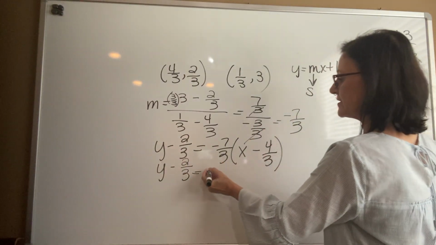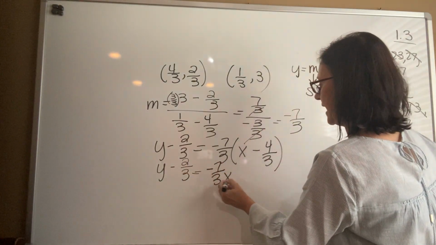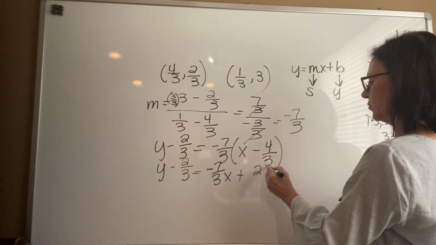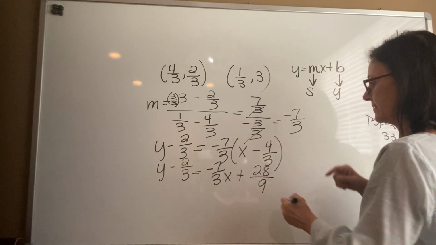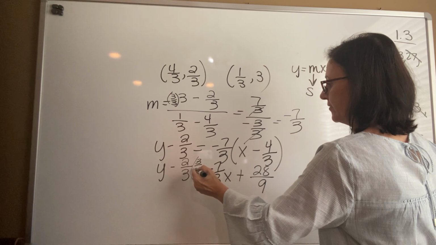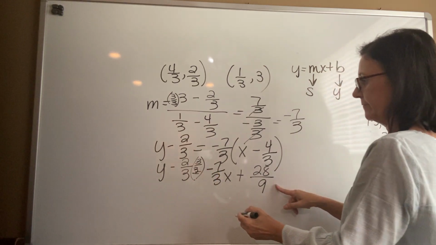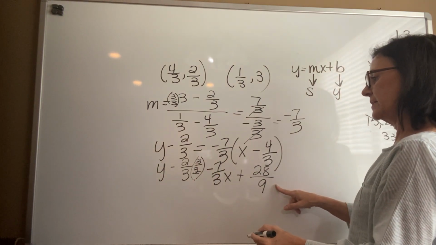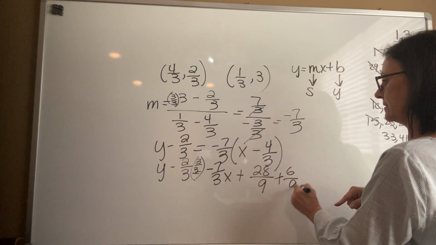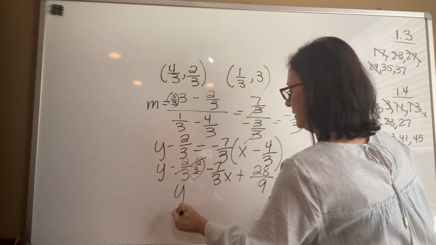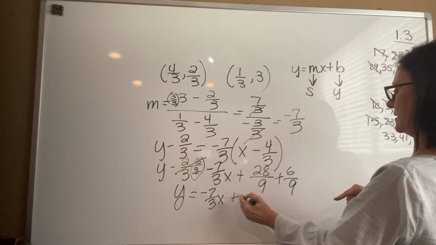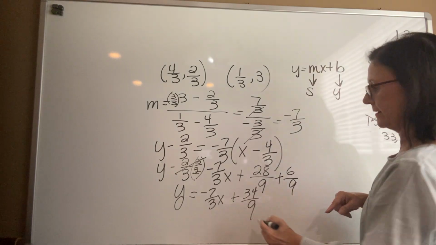I'm going to distribute the negative 7 thirds. Negative 7 thirds x, minus times minus is plus, that's 28 ninths. I need this to be 3 over 3 to combine these, so it's going to be negative 6 thirds. So I'm going to add 6 ninths to both sides. So y equals negative 7 thirds x plus 34 ninths.